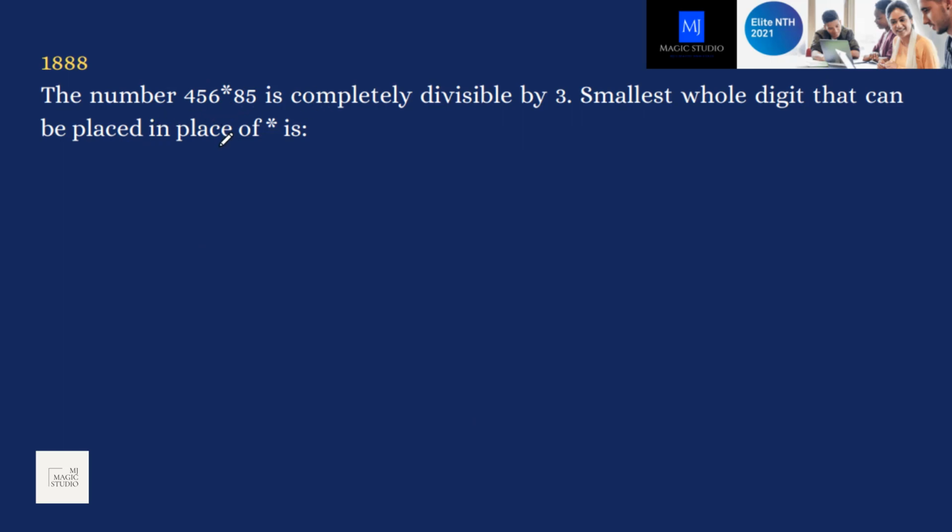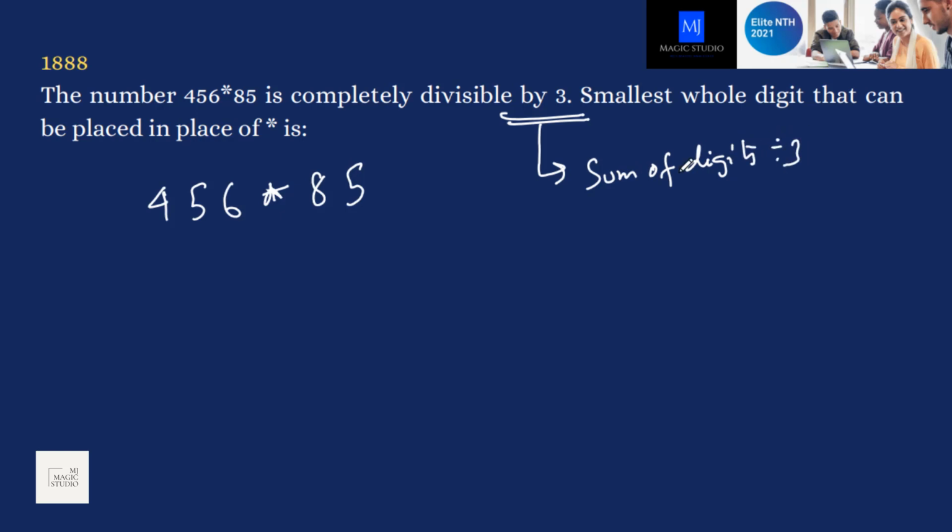A number, as I was discussing, a divisibility question is asked. So this is a divisibility question. A number 456*85 is completely divisible by 3. Now, a number is divisible by 3 when the sum of its digits is divisible by 3. Smallest whole number digit that can be placed in place of the asterisk? So we just need to add up. 8 plus 5 is 13, 13 plus 6 is 19, and this is 24, 28. So if I add 2 to this, it will become 30, which is divisible by 3. So the smallest value would be 2.